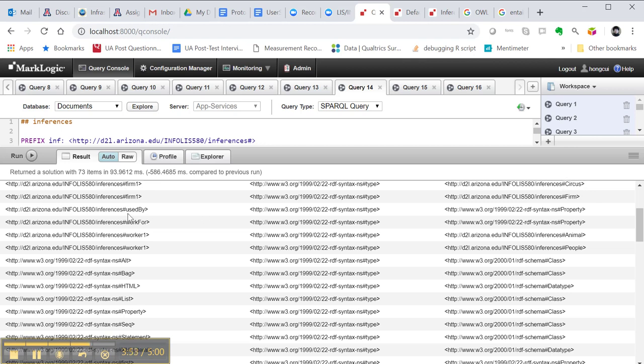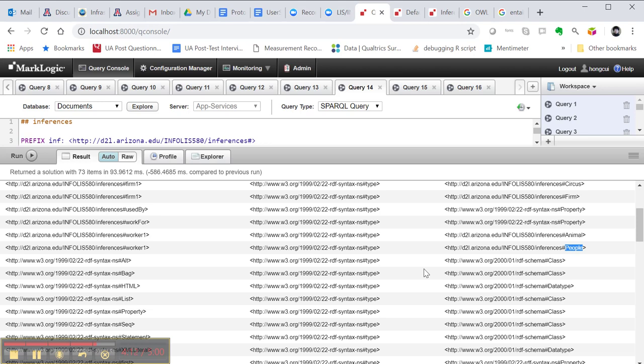And we can also see here worker1. Firm1 is both a circus and a firm. Worker1 is animal and worker1 is people. So this is based on the domain and range reasoning that we have seen before.